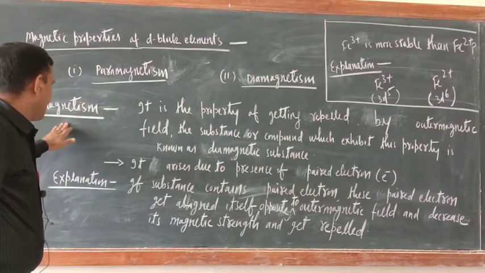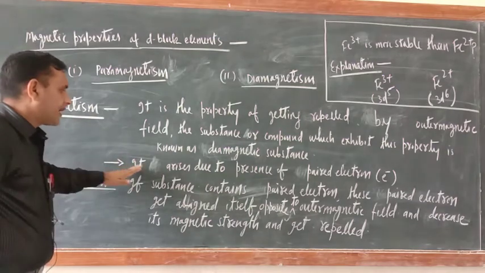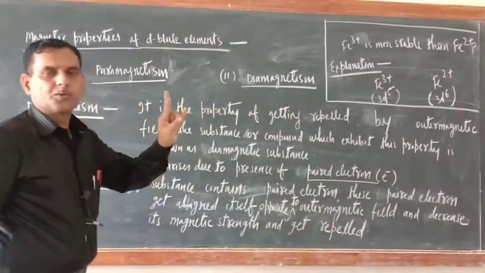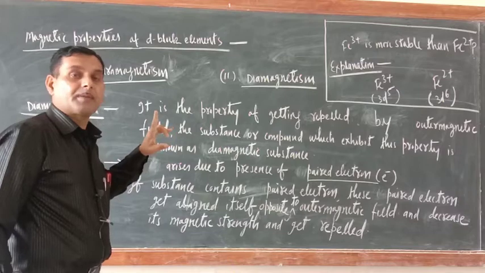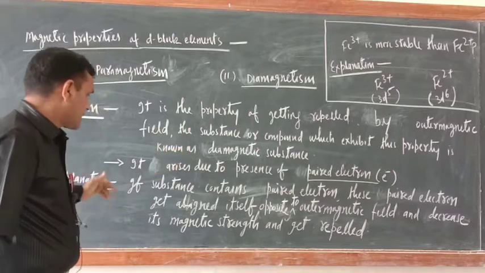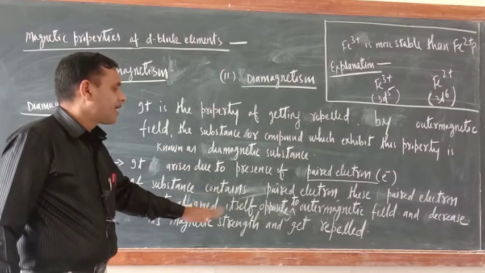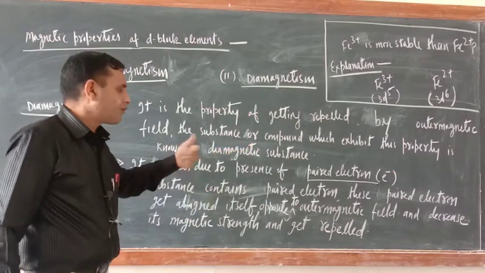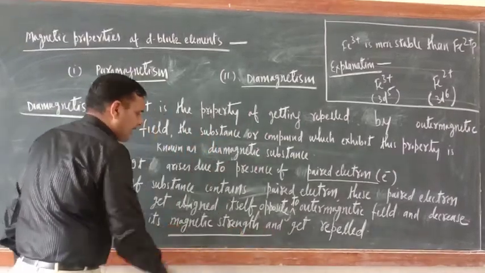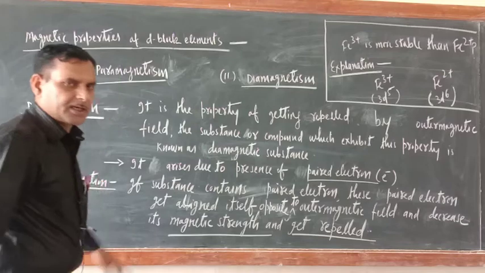So in diamagnetism, what is happening? The substance is getting repelled by the outer magnetic field. It arises due to the presence of paired electrons, not unpaired electrons. Two electrons are there, they are paired up, orbitals are paired up. Now what is the reason behind the repulsion? Just see, if a substance contains paired electrons, these paired electrons align themselves opposite to the outer magnetic field and decrease its magnetic strength, hence it gets repelled. Just the opposite of this one.